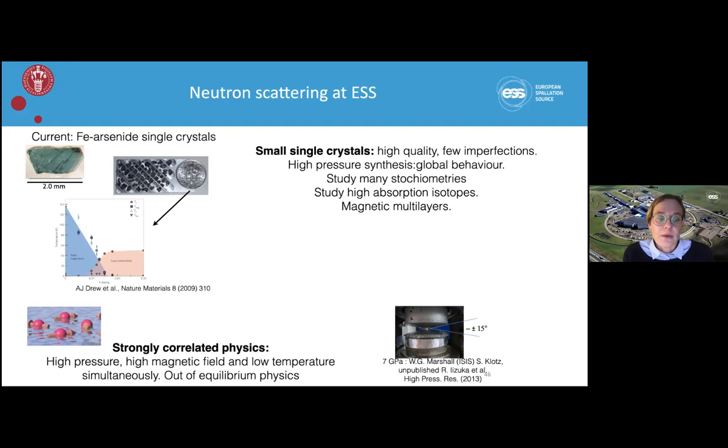Beyond that, we want to apply high pressure. We want to perturb the system to understand the system. So we want to apply high pressure, higher magnetic fields. But of course, to do that, you have a smaller surface area or a volume that you can scatter from.